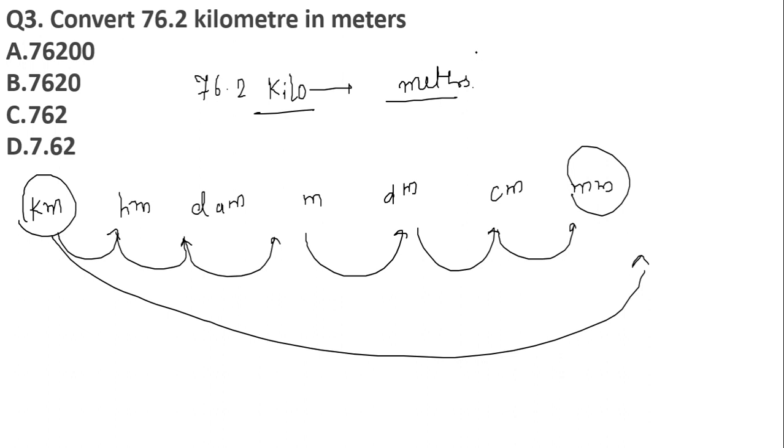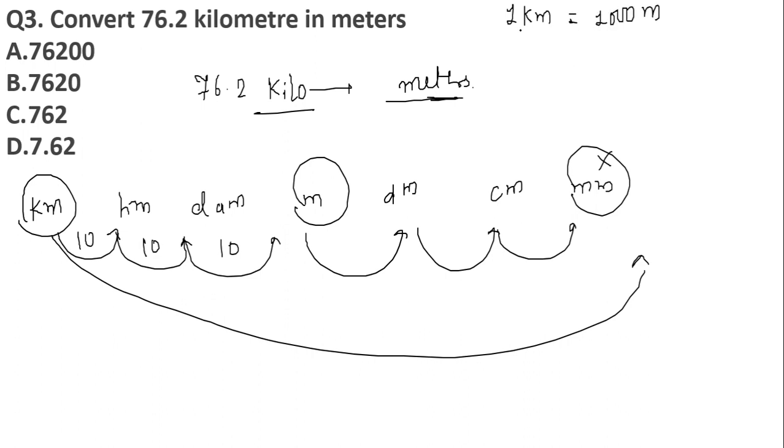Sorry, something went wrong, I guess. They have asked us for meter, not millimeter. So moving from kilometer to meter, how many steps are we taking? One step, second step and the third step. Whenever we are moving in this direction, we multiply, so here we'll multiply 3 times by 10. I'll take it directly as 10 raised to 3. So 1 kilometer is equal to 1000 meters.